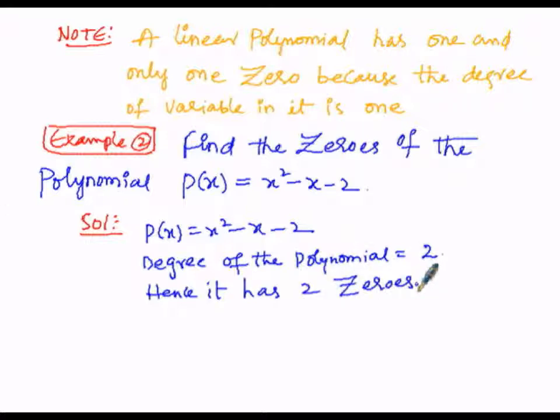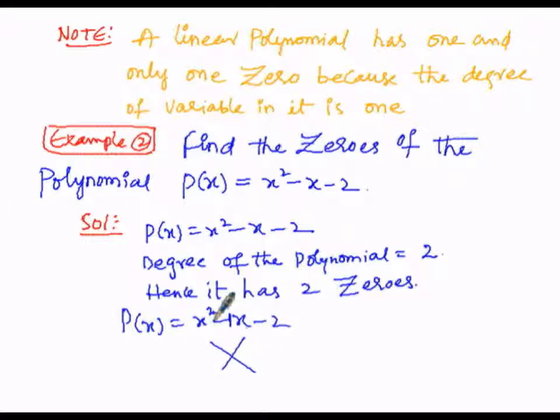So let us solve for those two zeros. Here p of x is given by x square minus x minus 2. The x coefficient is minus 1. So let us find out the factors of this. Here we will be getting two factors. In order to get the factors, let us go for the cross multiplication method.